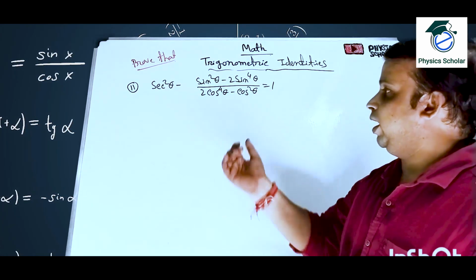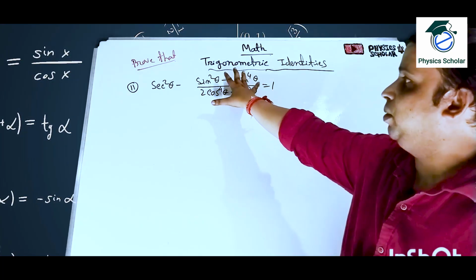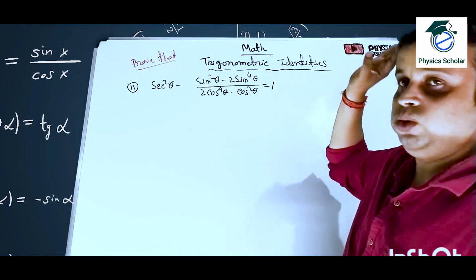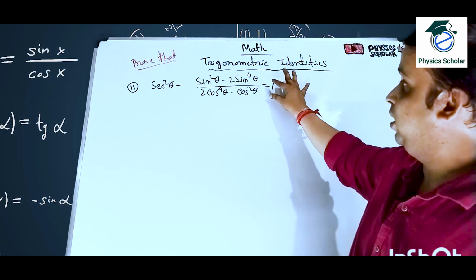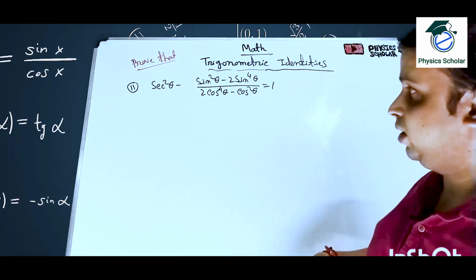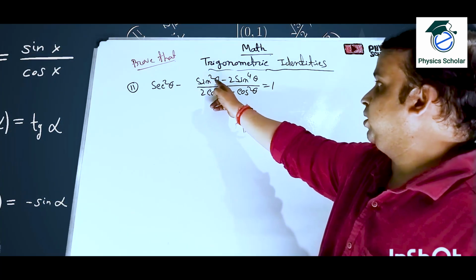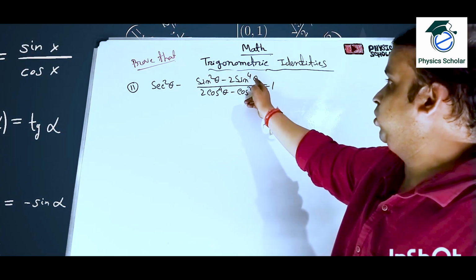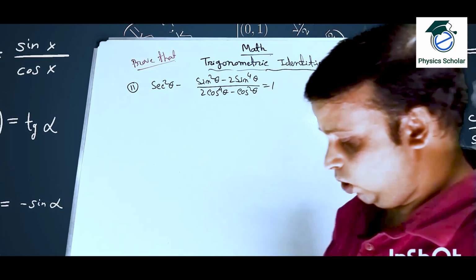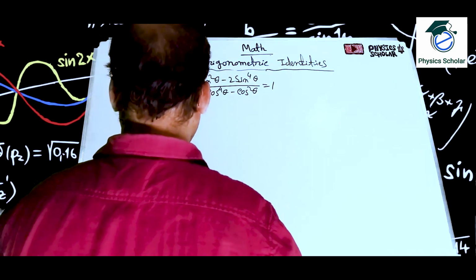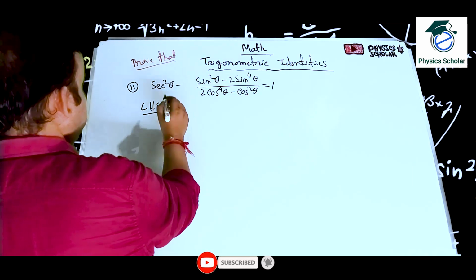So students, now this is sum number 2. So what is there? There also we have to prove that the value of this part will be equal to 1. Clear? We don't have to prove anything as right hand side because the constant value is given, 1. So this value should be 1. (sec squared theta minus sin squared theta minus 2 sin to the power 4 theta) divided by (2 cos to the power 4 theta minus cos squared theta). So this we have to prove equals 1. Clear?